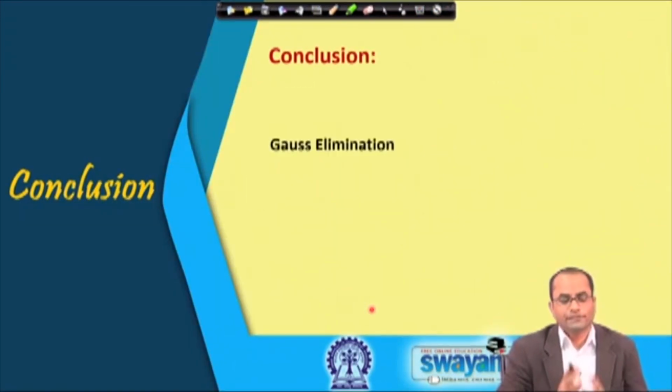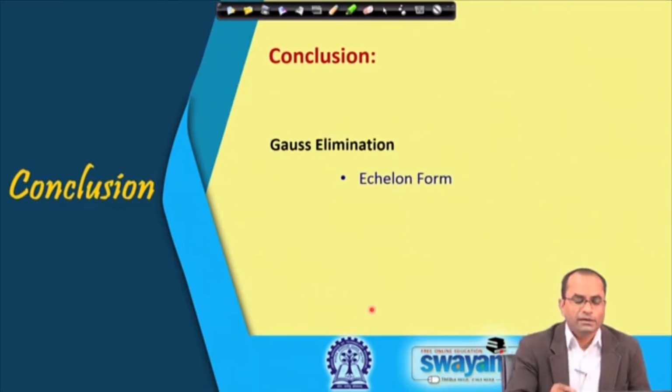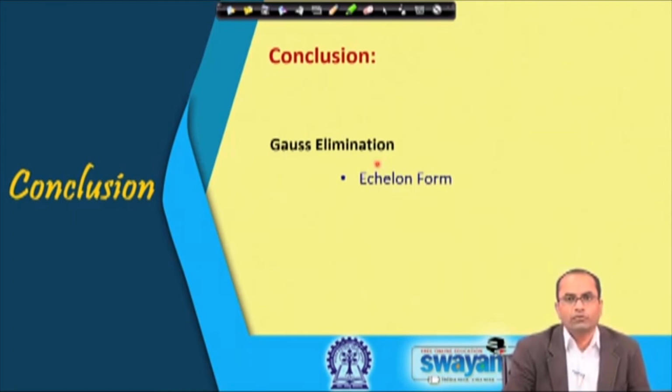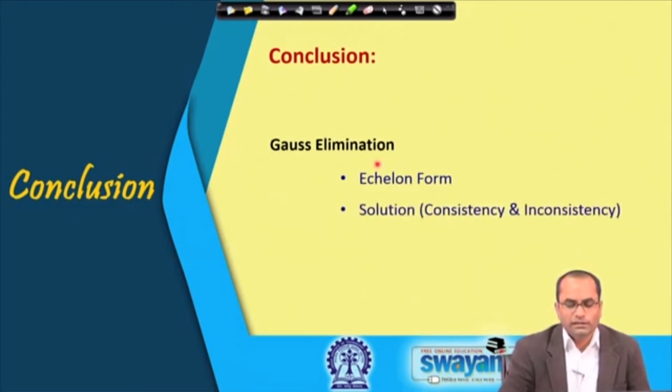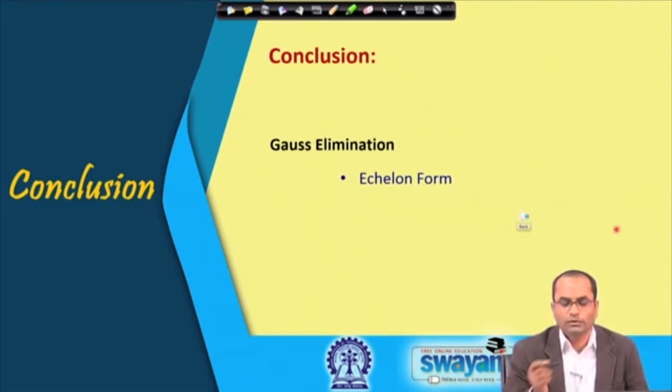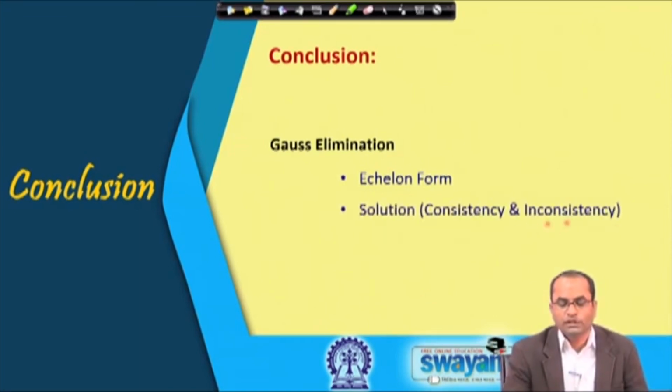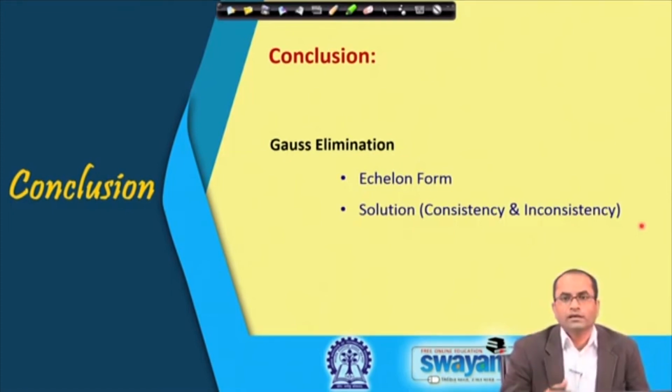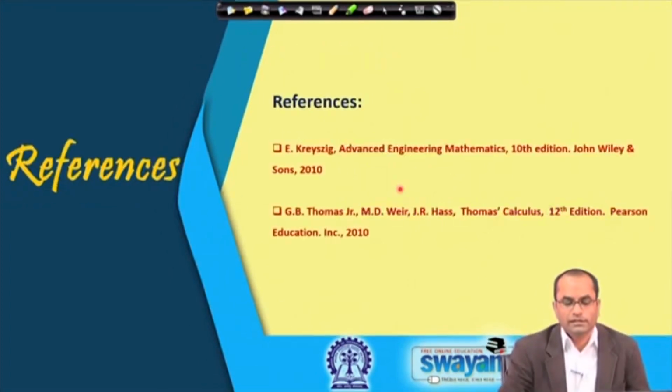So, what we have seen is a very basic introduction to the elimination technique, and in particular very important is the echelon form, which we have seen at least for this 3 by 3 system. Based on this echelon form we can talk about the solution, the consistency or inconsistency of the solution. All these cases of unique solution and infinitely many solutions can be discussed with the help of this echelon form.